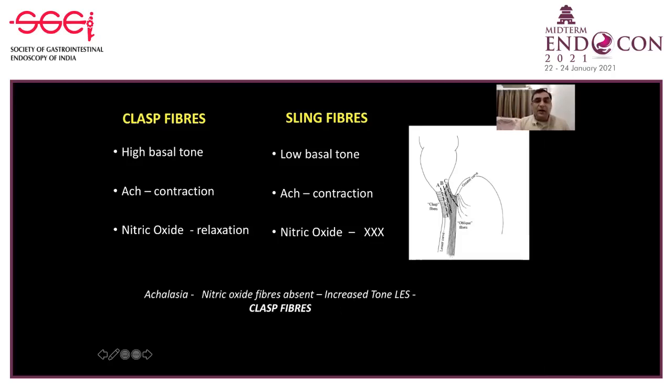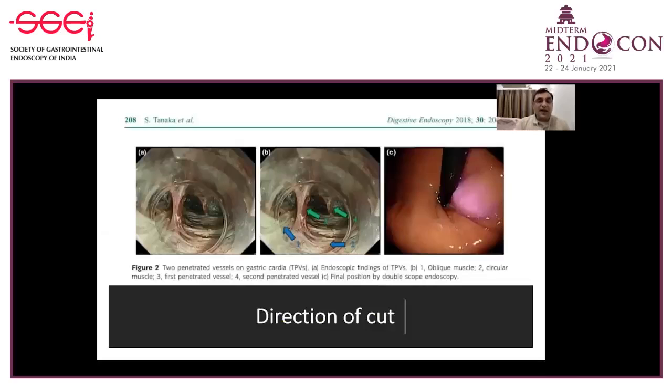In achalasia, the nitric oxide fibers are absent, and therefore the increased tone of the LES is because of this absence of nitric oxide fibers. So if we cut the sling fibers, then the tone of the LES would decrease and we will have reflux. Therefore, in our POEM procedure, we have to cut only the clasp fibers to relax the LES and not the sling fibers. And therefore, we have to tailor our myotomy onto the right side.